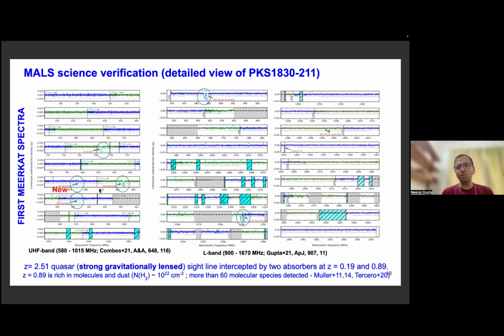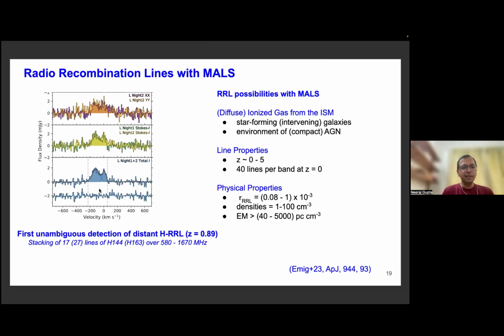But since MeerKAT is so sensitive, we ended up detecting these new features from the science verification itself. We also detected even much fainter radio recombination lines from this sight line. In this case, this is not direct detection.